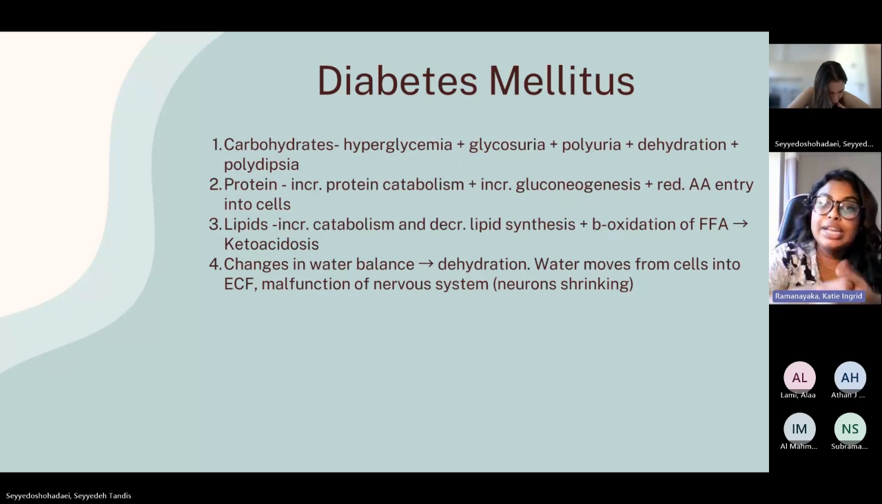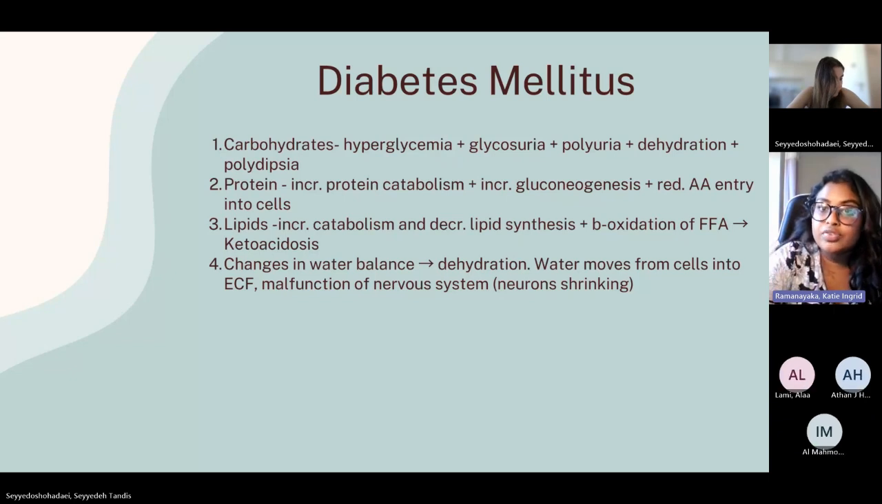With lipids, it increases the breakdown of lipids and decreases lipid synthesis. Because of this, there are a lot of acidic end products from the breakdown of fats, like beta hydroxybutyric acid, and this causes ketoacidosis. And like I said before, dehydration. When you have this dehydration, there's not enough water in the extracellular fluid, so water from cells starts to move out to balance the osmotic gradient. This happens with neurons, which start becoming smaller and shrinking because water moves out of the cells into the ECF. This can cause coma, a lot of brain damage, and other symptoms.